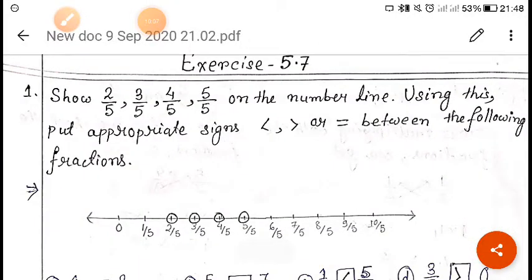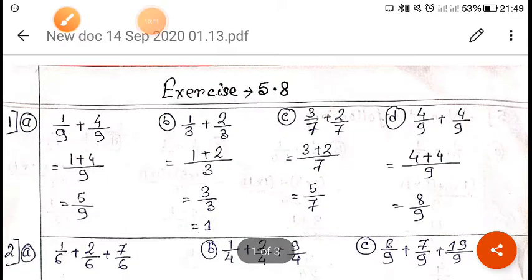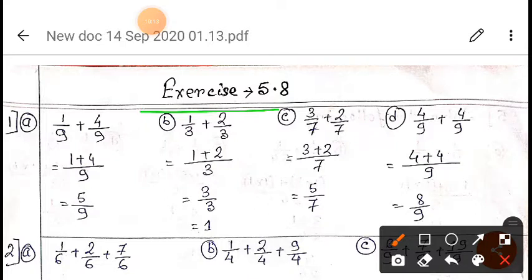Now we will do exercise 5.8. In exercise 5.8, basically what we have to do is addition or subtraction. Addition and subtraction is there only, right? So the first question is, we have to find the sum of 1 by 9 and 4 by 9.